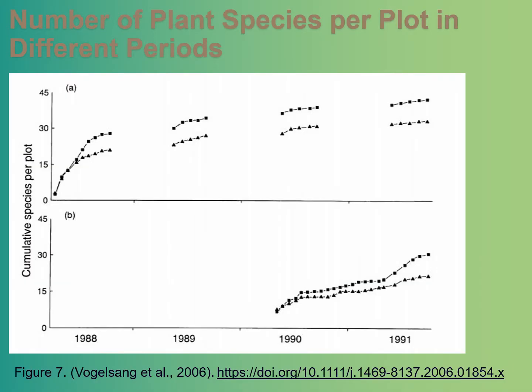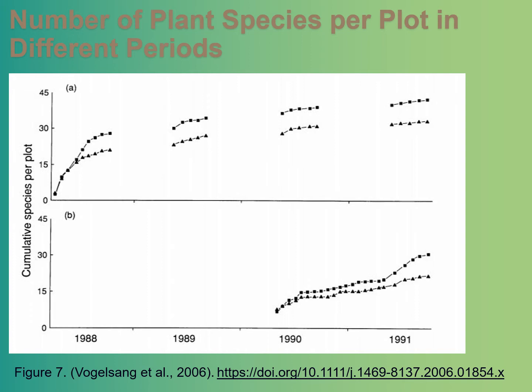Figure 7 here shows the accumulated number of plant species in fungicide-treated soil and fungicide-free soil. The triangles in the figure represent the accumulated number of plant species that grow in the fungicide-treated soil, and the squares represent the accumulated number of plant species that grow in the fungicide-free soil. The y-axis shows the cumulative number of plants, while the x-axis shows the year of plant sampling. Figure 7a shows the cumulative number of plant species for the period of 1988 to 1991.